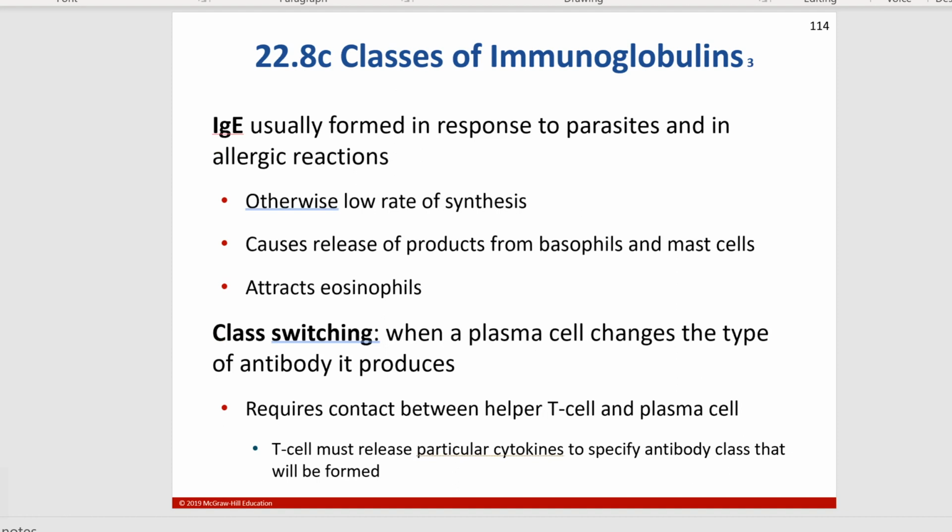Otherwise, not much. It attracts eosinophils, as it says there. Remember eosinophils? They can cause irritation in different parts of the body. I've heard of eosinophilic heartburn, and there are other diseases too that are eosinophilic. They involve the eosinophils being overactive.